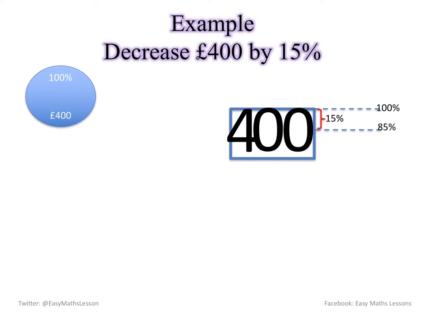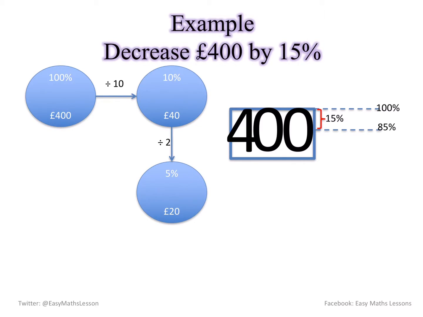So here goes. Find 10% first. Again, if you're unsure, then watch one of my previous videos on calculating a percentage of an amount. And then take my 10%, halve it to find 5%. Now I'm going to add the two together. So 10%, 5% makes 15%, and therefore 40 and 20 makes 60.